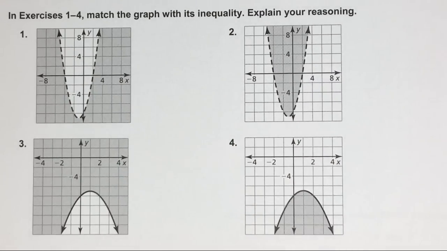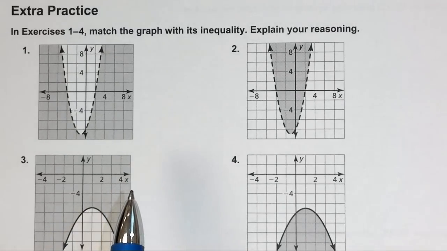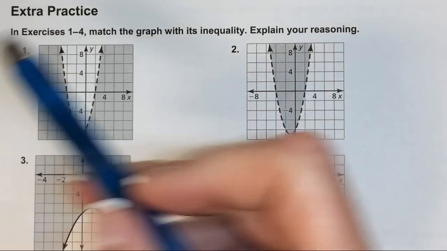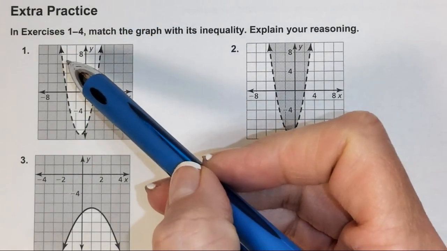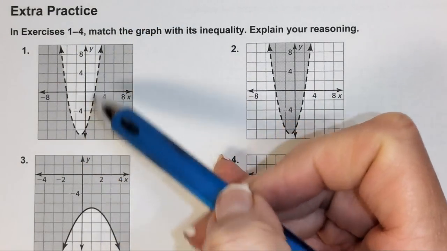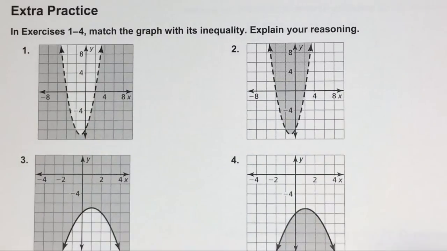Okay, so what we're going to be doing today is graphing inequalities. First of all, we have to understand what it means to graph an inequality when we have a parabola. The first thing we'll always have to do is graph the actual parabola. It's going to be a dotted line if it's not equal to, if it's just less than or greater than. It's going to be a solid line if it is equal to.